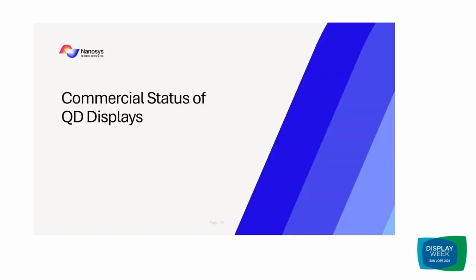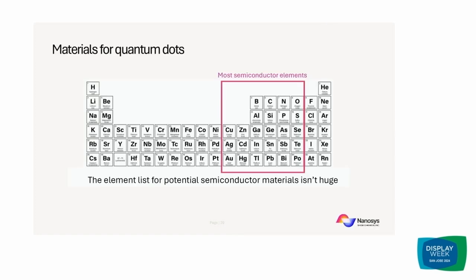Okay, so that's the historical perspective on the materials and how we brought them to the commercial scale that they're at currently. I wanted to get into next what the commercial status of quantum dot displays look like. So what sorts of materials are out there, and how are these displays being received? So first of all, on the material side, as I described, there are a lot of different semiconductor materials out there. You can make quantum dots with all of these.